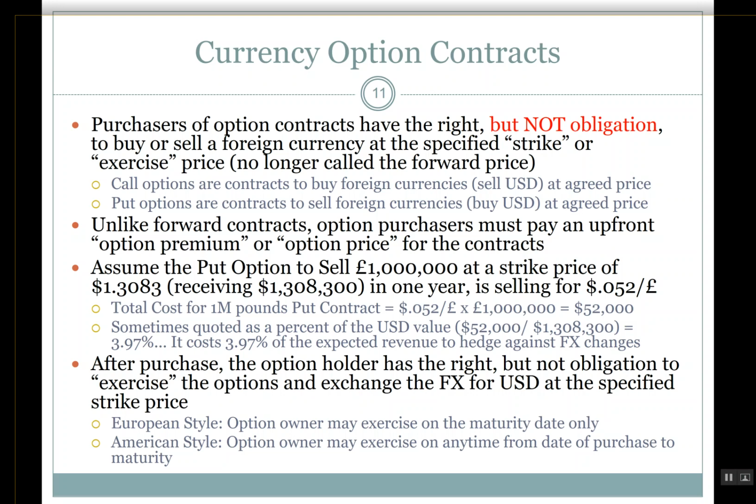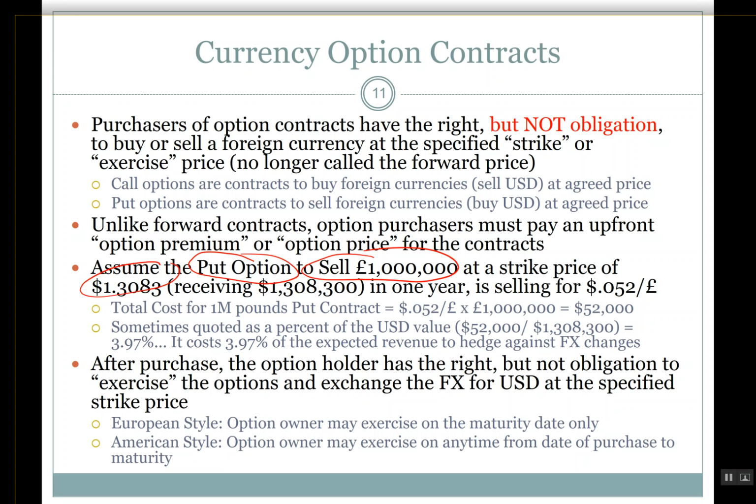So a call option is an option to buy a currency, and a put option is an option to sell a currency. So they want a call option on which currency? They want to buy what? Pesos. They want a call option to buy pesos, or they want a put option to sell pounds, right? So here's the example. What if they buy a put option to sell £1,000,000, and you negotiate, I want that forward price, 1.3083, to make it easier.